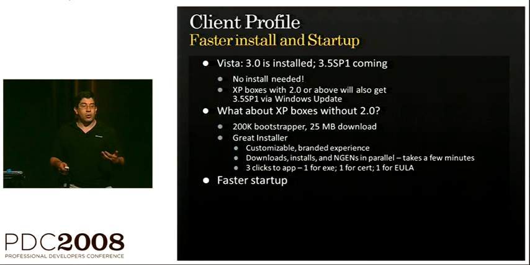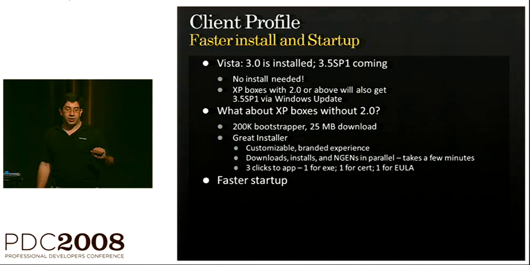So, one of the speed issues people have is the install of the framework. It can take a little while. Now, there's nothing faster than having it already there, and as you know, in Vista 3.0 is already installed, and we'll be pushing 3.5 SP1 via Windows Update. So that's great. No install needed on those Vista boxes. Also, XP boxes that already have 2.0 and above are automatically going to get 3.5 SP1 via Windows Update. So again, for those boxes, no install experience.